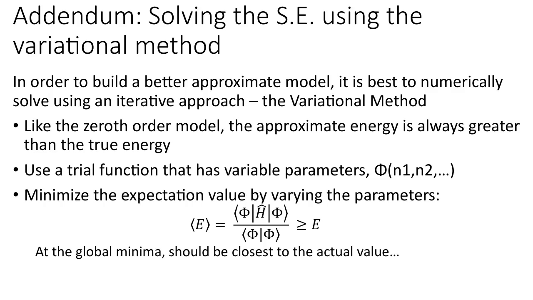So we put in that trial function, and then we minimize the expectation value by varying the parameter. So we let a program vary the parameter, test whether it went down or went up. And then what happens is it searches around, and eventually, if you find a global minimum, because the expectation value is always greater than or equal to the actual energy, you'll be closest to the actual value. Okay, so that's a methodology to approach the right answer.